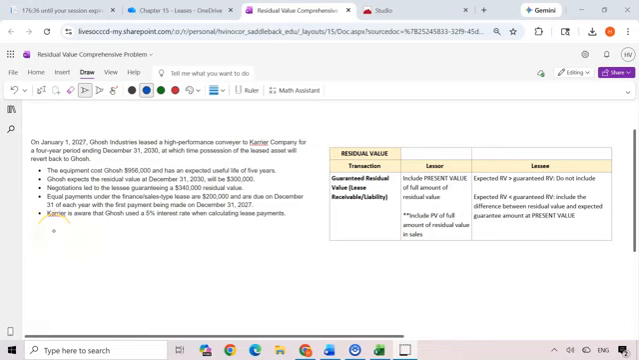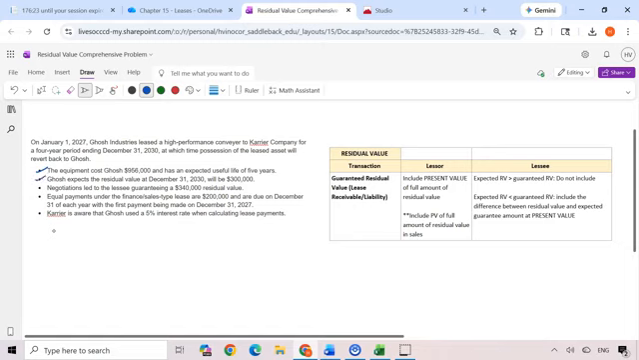On January 1, 2027, Gosh Industries leased a high-performance conveyor to Carrier Company for a 4-year period ending December 31, 2030, at which time possession of the leased asset will revert back to Gosh. The equipment has a cost of $956,000 and expected useful life of 5 years.